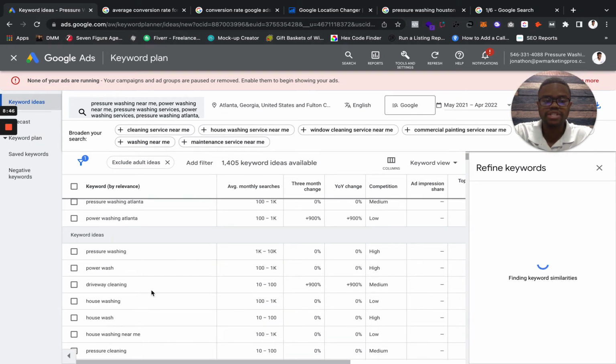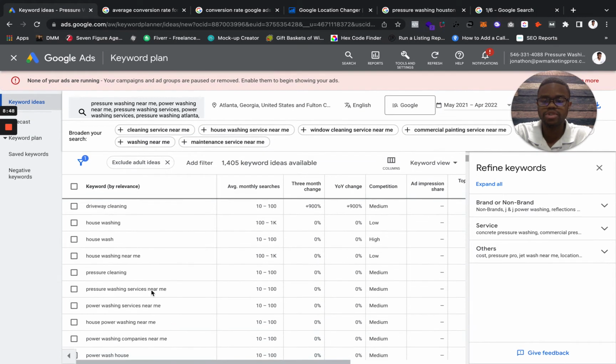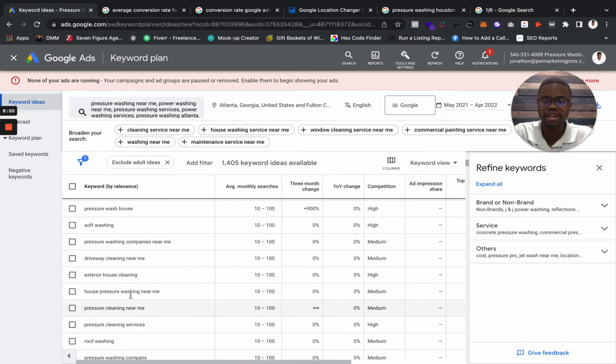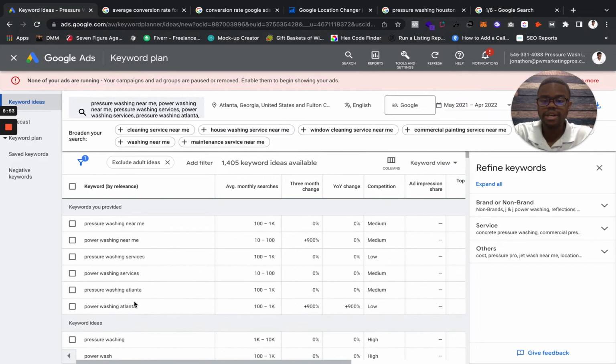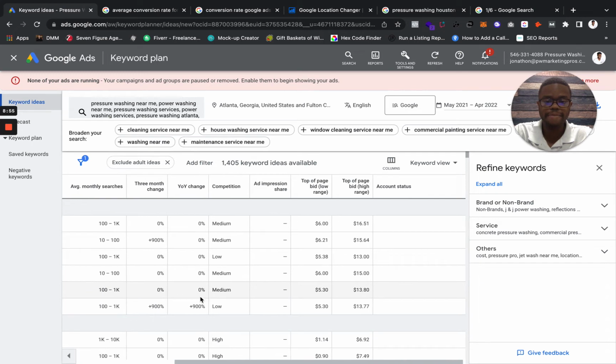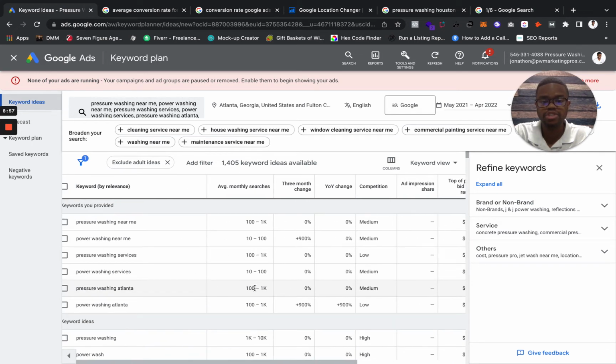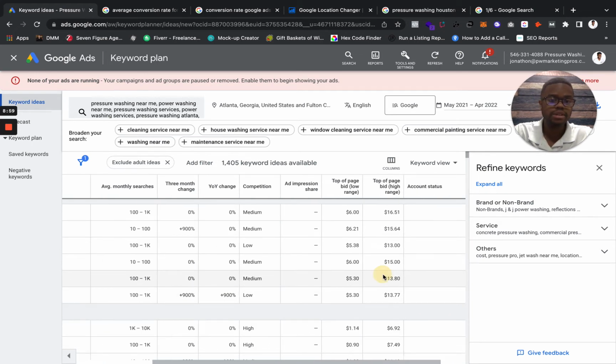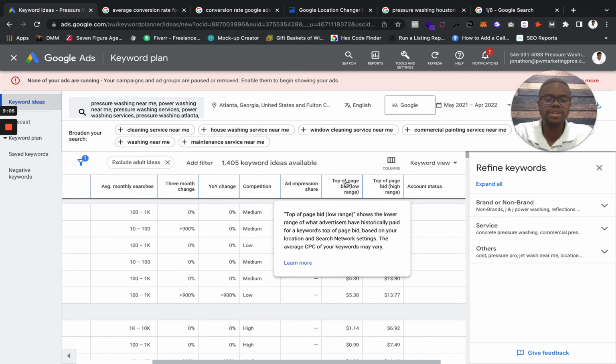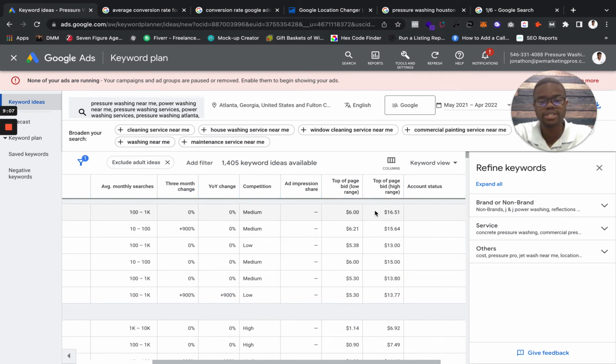So I'll wait for this to do all the keyword stuff. Down here, it will give me keyword ideas too. But as you can see up here, bam, right? It tells me not only the monthly search volume, but it tells me the top of page bid range, how much we should be bidding. And so when I look at these numbers, I see to bid on the low range, it's $6. On the high range, it's about $16.51.